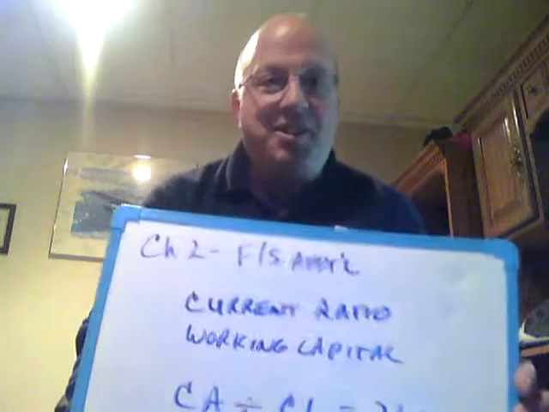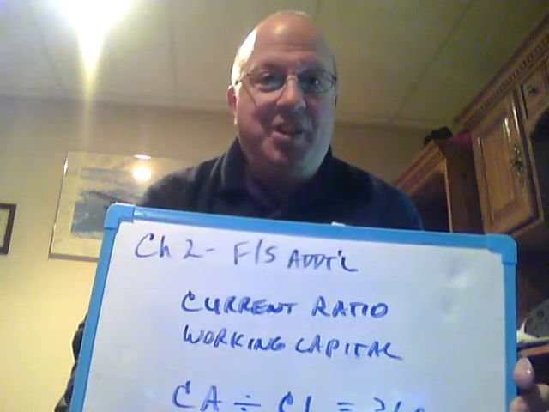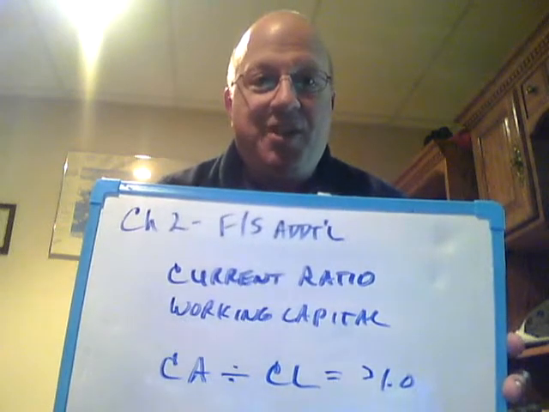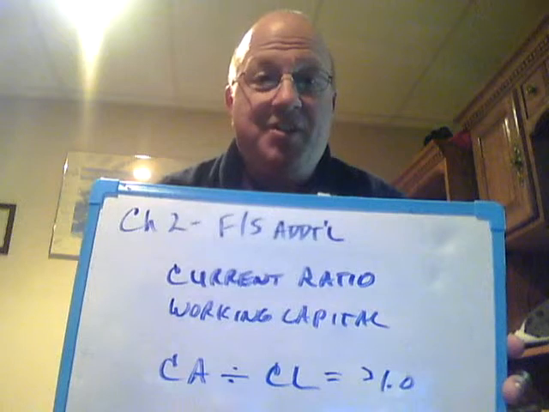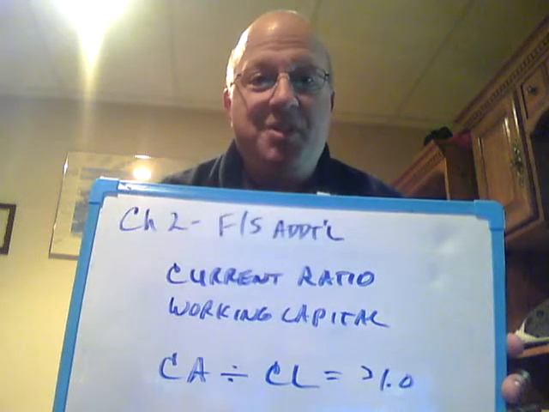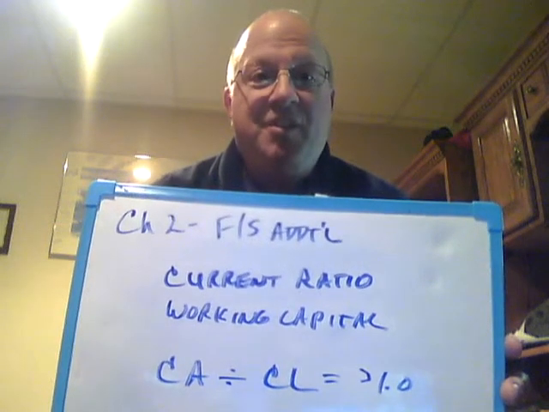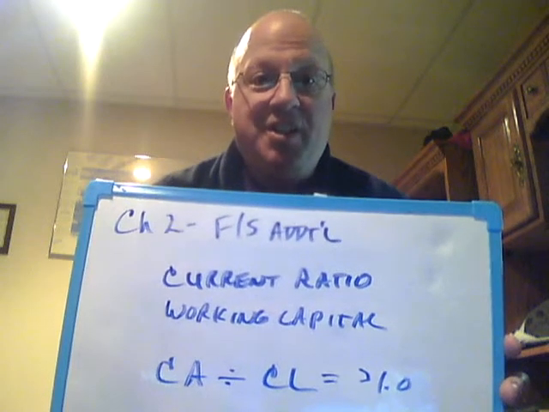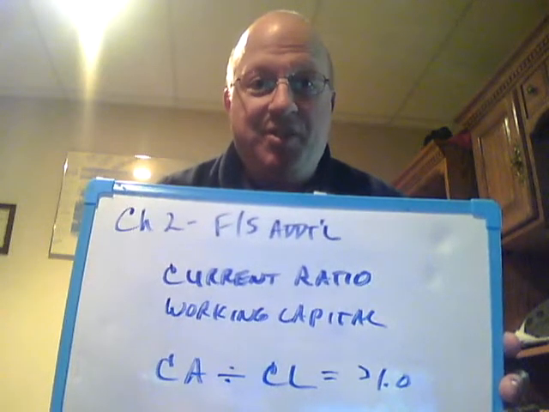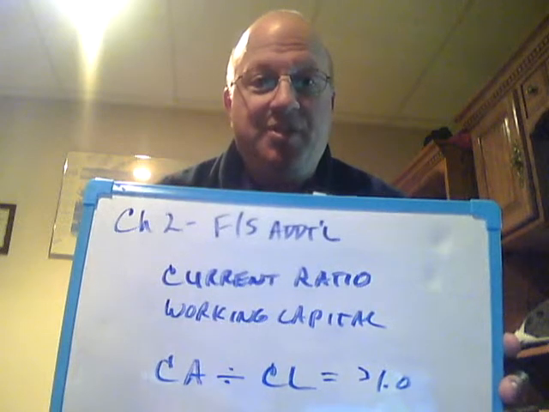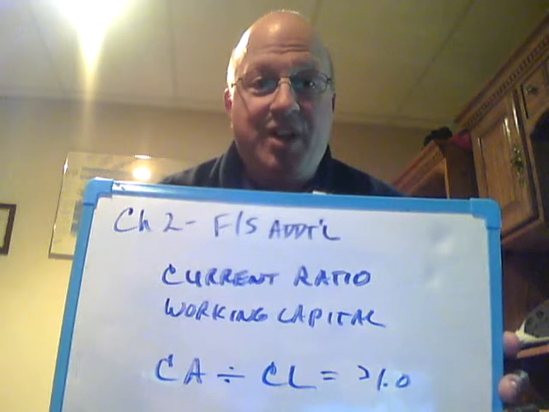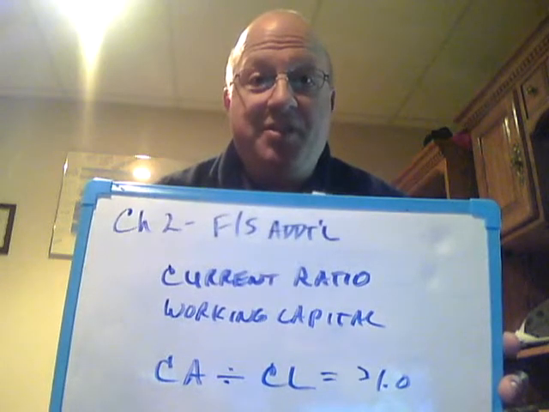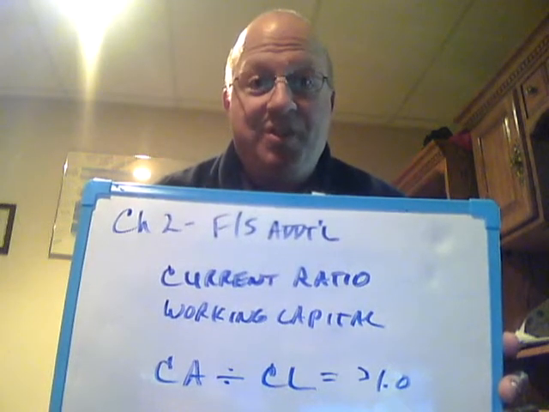Anyway, as I recall, we were discussing Chapter 2 and specifically the current ratio and working capital, and how they are pretty closely related, because both have to do with the relationship of current assets to current liabilities. I think I left off talking about how the current ratio is calculated, and that is the ratio of current assets to current liabilities, or current assets divided by current liabilities, as shown on the board.